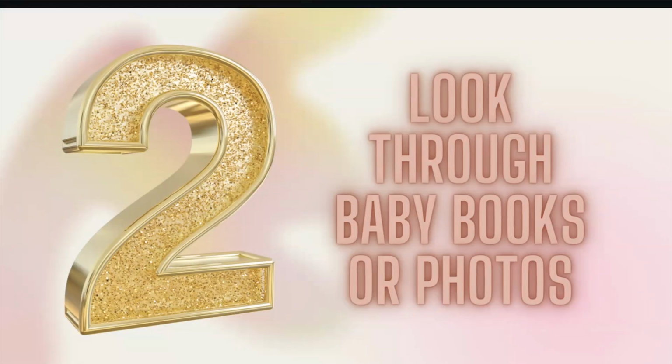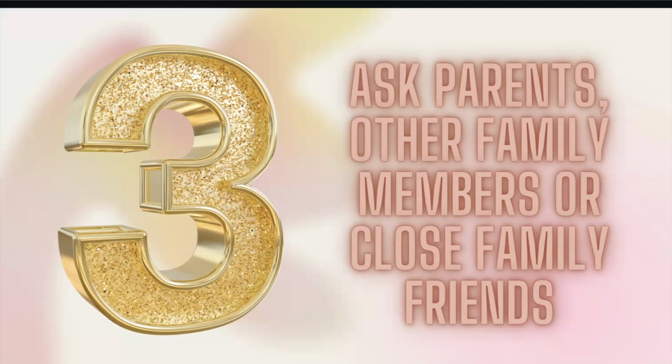outside of that. Number 2, you can look through any baby books or any photo albums to see if there is anything that may give you an indicator, a clue, a hint to the time of day that it was. Number 3, you can ask your parents or other family members or any close family friends what they may remember as well. This will help you to narrow down to see if everyone was absolutely positive or certain it was in the morning or at night.